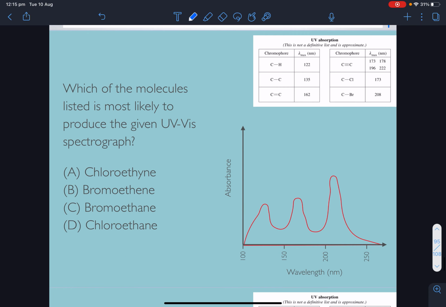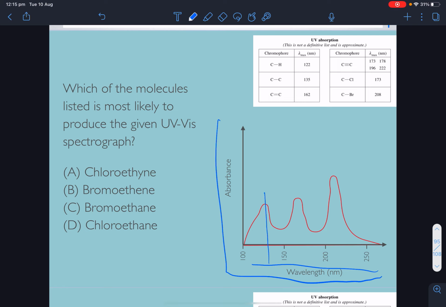Okay, so here's some of my made-up questions of what could possibly be in a HSC exam. Here I've got absorbance versus wavelength, a UV-vis spectrograph, because we're going through into the UV down here. It's in the UV. Okay, which of the following molecules is most likely to produce the given one? Okay, we've got a peak here, and a peak here.